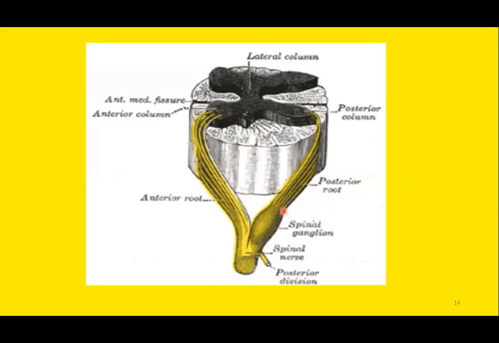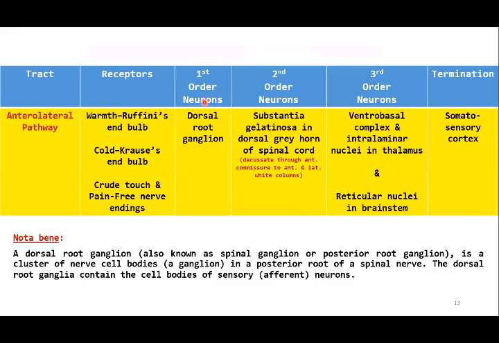You can see the dorsal root ganglion. This is the cut section. You can see the spinal nerve. Each spinal nerve has an anterior root and a posterior root. Within the posterior root of the spinal nerve, there is a cluster of neuronal cell bodies. This cluster is known as the ganglion. Since it is present within the spinal nerve, it is known as spinal ganglion, and the other name for spinal ganglion is posterior root ganglion, or more commonly dorsal root ganglion. From this ganglion, the axons of first order neurons will arise.